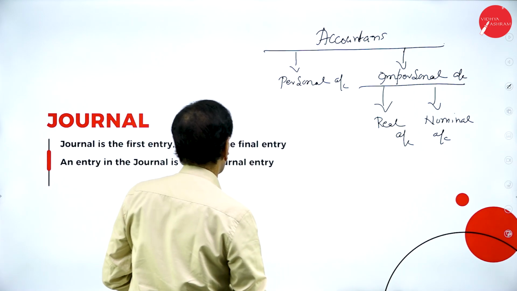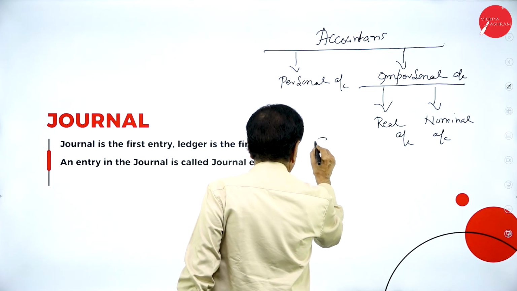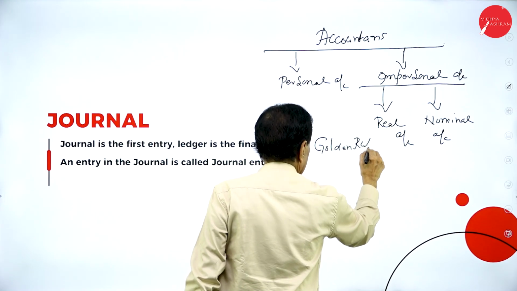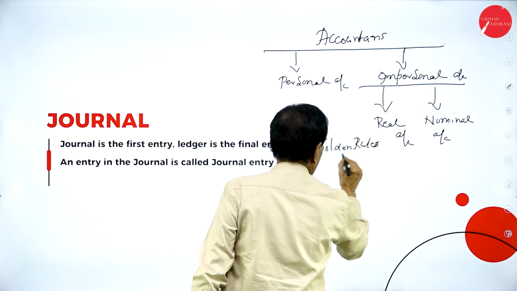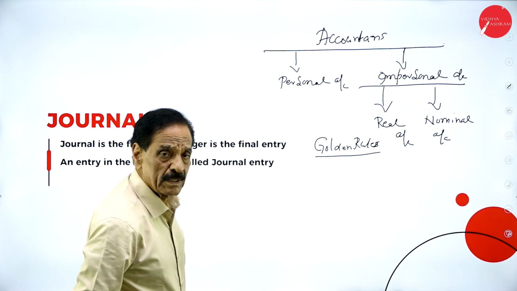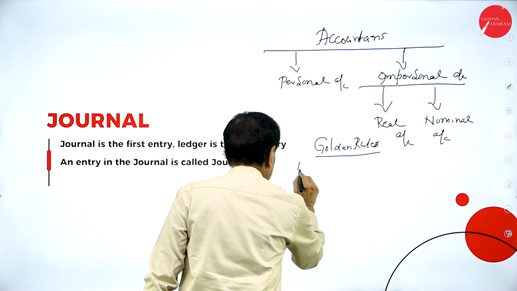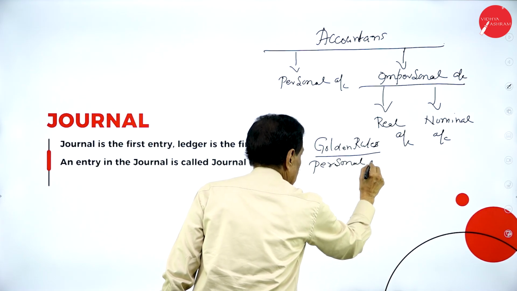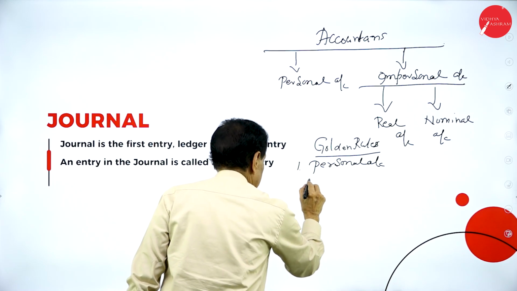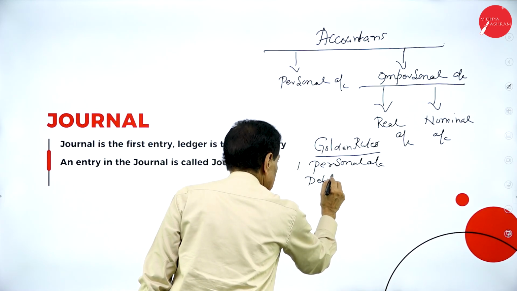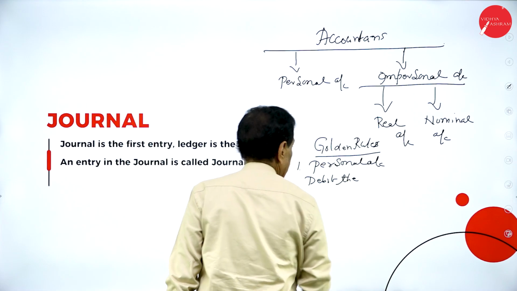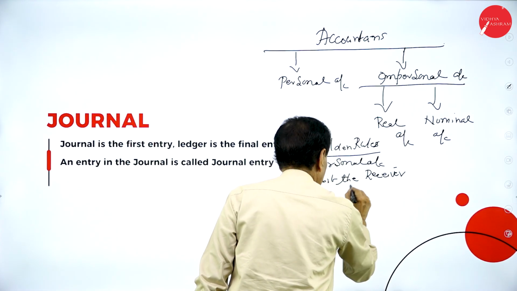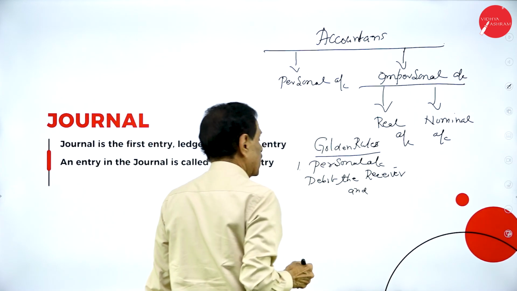But there are certain golden rules. On this base, journal entry will be passed. Number one, personal: debit the receiver, and credit the giver.